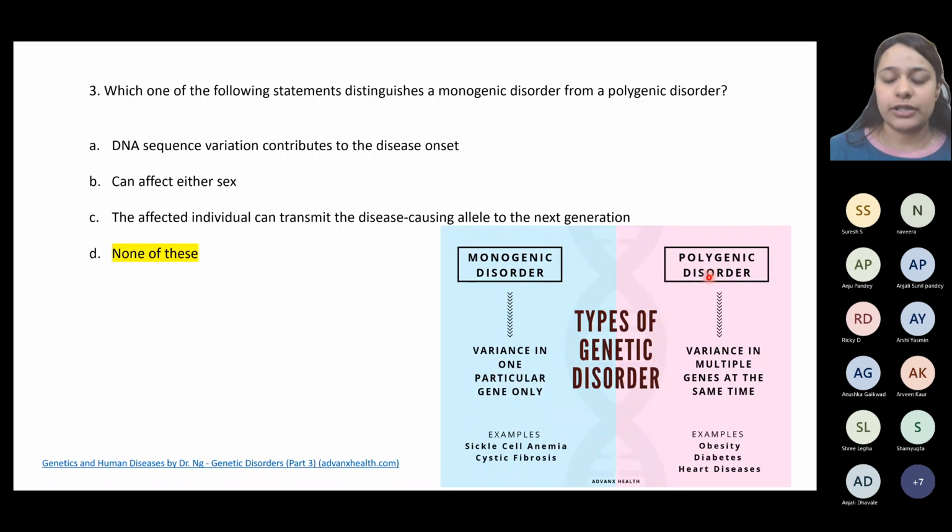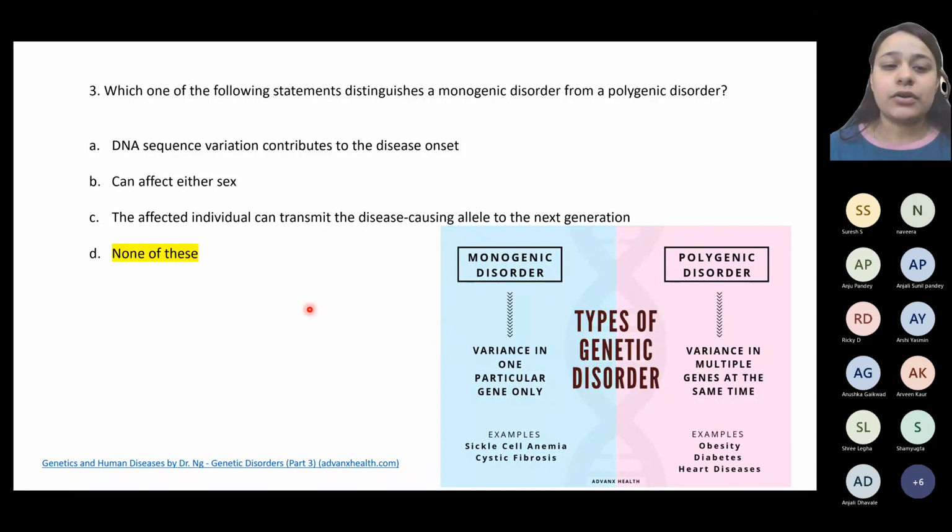On the contrary, what is a polygenic disorder? It is basically a disorder in which variance in multiple genes is present at the same time, right? So there are certain examples listed for monogenic and polygenic disorders. Monogenic disorders, a lot of examples we've also studied when we were studying pedigree, right? For example, Duchenne's muscular dystrophy, cystic fibrosis, sickle cell anemia. Examples for polygenic include obesity, diabetes, heart disease, right?